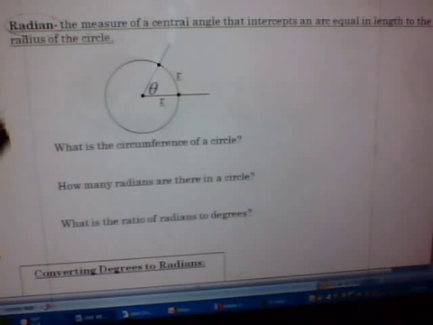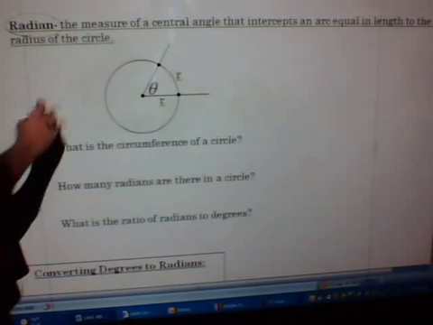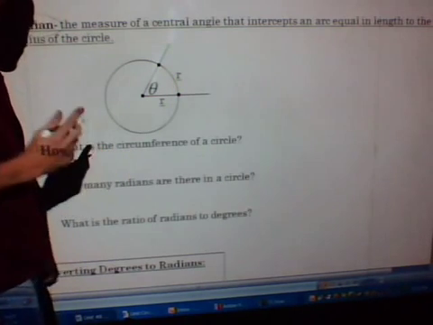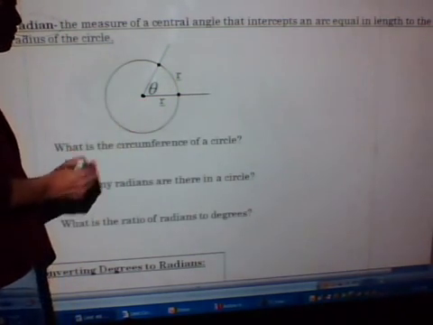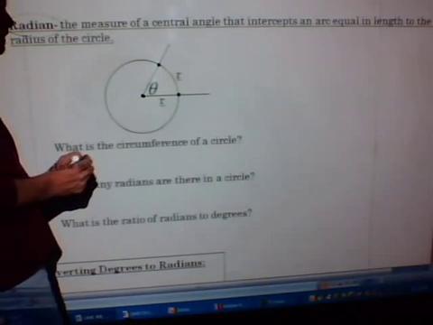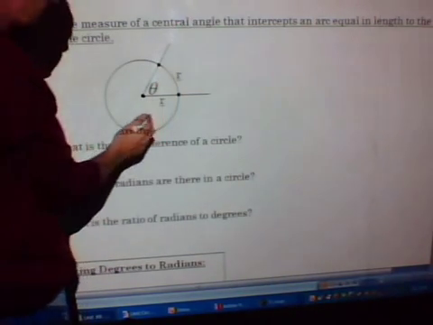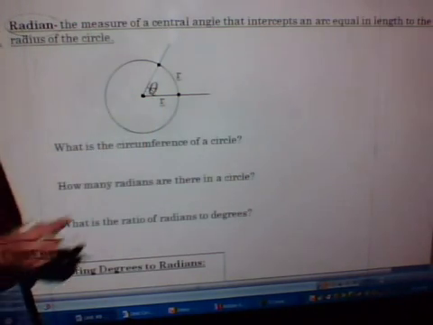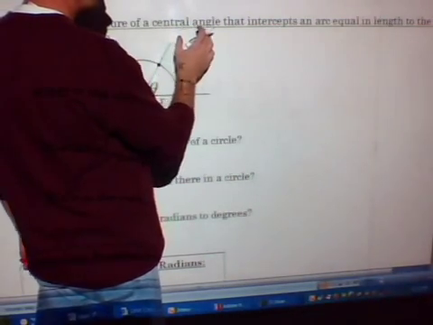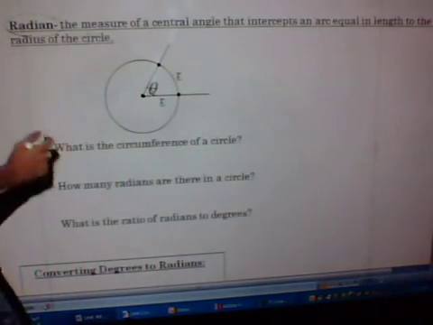A radian is defined as the measure of a central angle, and from geometry we know central angles are angles whose vertex is at the center of the circle. So it's the measure of a central angle. What's the measurement of that angle? It's the measure of the angle that intercepts an arc equal in length to the radius of the circle.